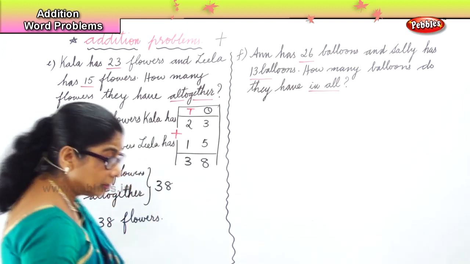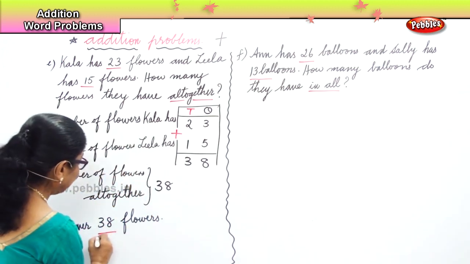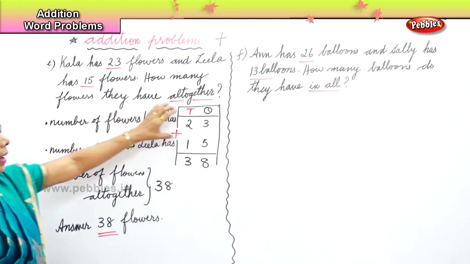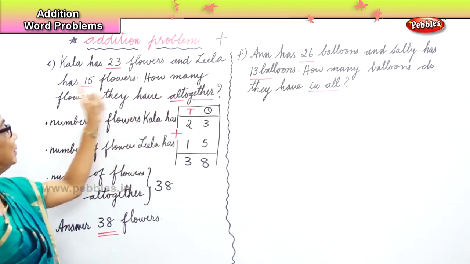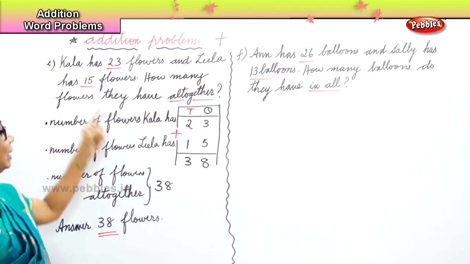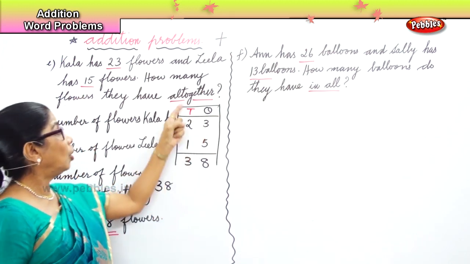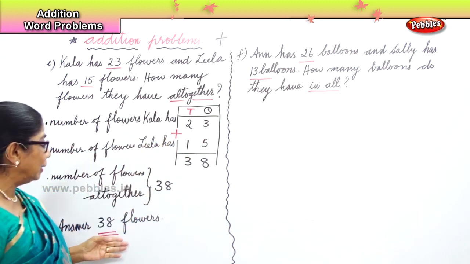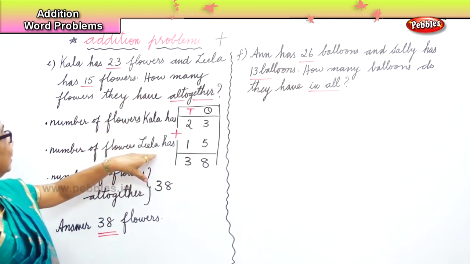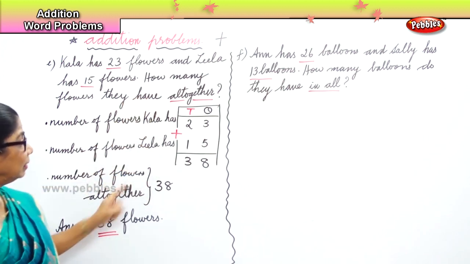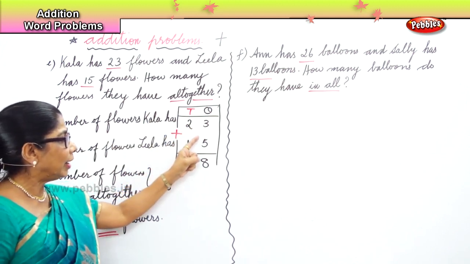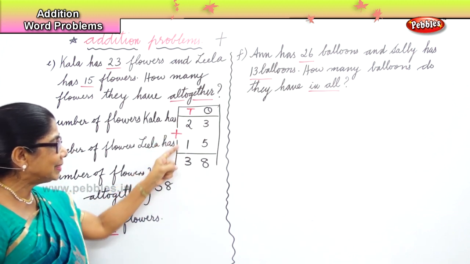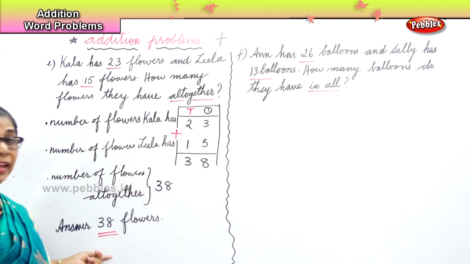38 flowers. Look at it once again. 38, and you must draw a double line there. Look. Number of flowers Kala has 23. The next, number of flowers Leela has 15. Altogether means addition. Therefore, number of flowers altogether, that is both Leela and Kala have altogether. 5 ones plus 3 ones, 8 ones. 2 tens plus 1 ten, 3 tens, so 38 flowers.